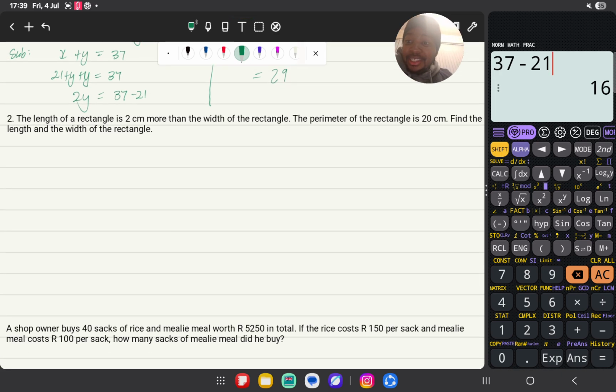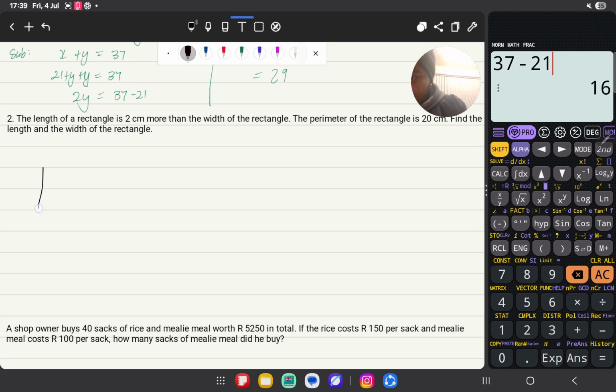This one, a rectangle. They say the length of a rectangle, right? As soon as I hear the length of a rectangle, my mind says, you need to draw that rectangle so as not to waste any time, right? So I draw my rectangle just in case we need to do some working here. So the length of a rectangle is 2 centimeters more than the width.